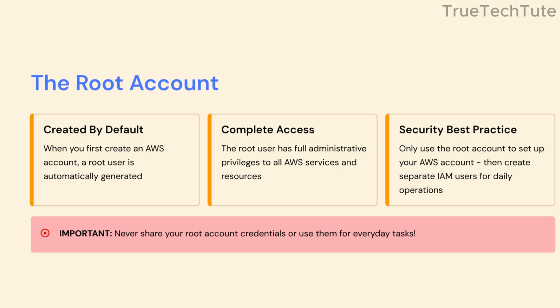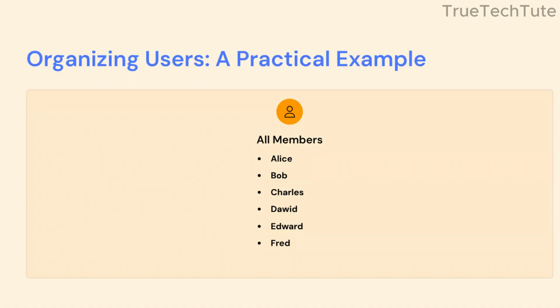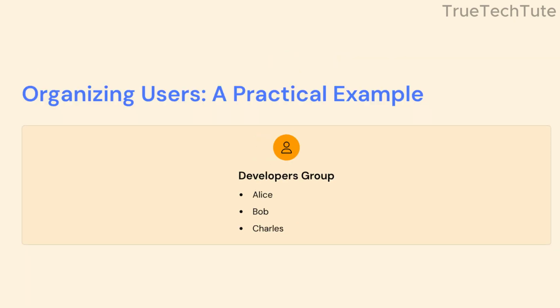Instead, you should create other users. You will create users in IAM. One user represents one person in your organization. The users can be grouped together if it makes sense. Let's take an example. We have an organization with 6 people: Alice, Bob, Charles, David, Edward, and Fred. Alice, Bob, and Charles are all developers. So we're going to create a group called developers. We will put Alice, Bob, and Charles in this group.